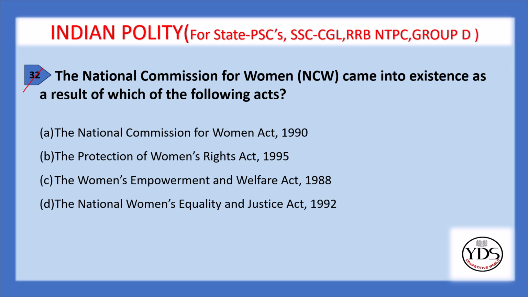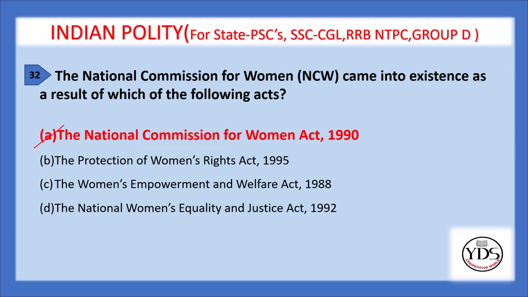Question number 32. The National Commission for Women (NCW) came into existence as the result of which of the following acts? Option A. The National Commission for Women Act 1990. Option B. The Protection of Women's Rights Act 1995. Option C. The Women's Empowerment and Welfare Act 1988. Option D. The National Women's Equality and Justice Act 1992. Option A. The National Commission for Women Act 1990 is the correct answer.